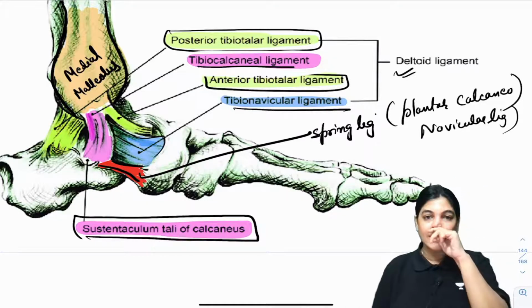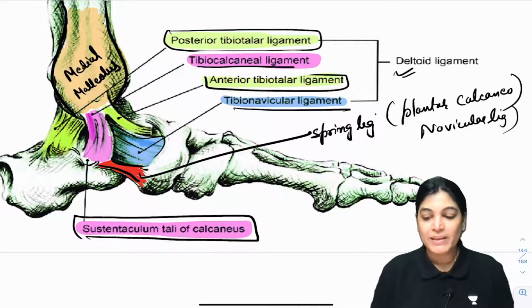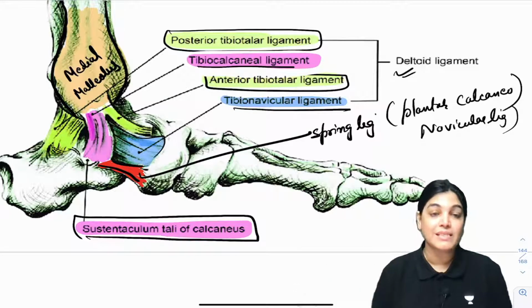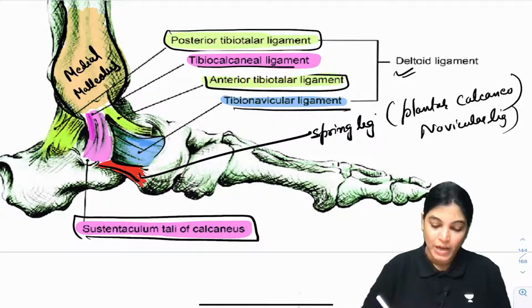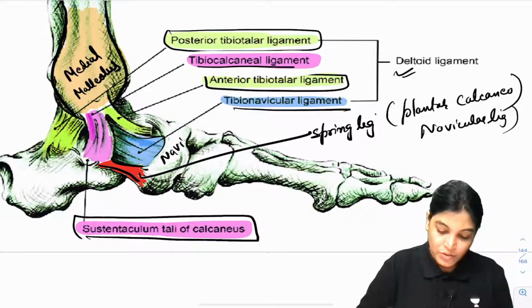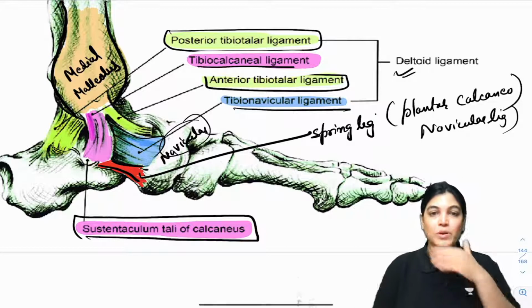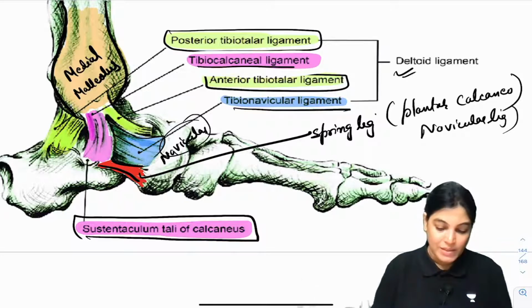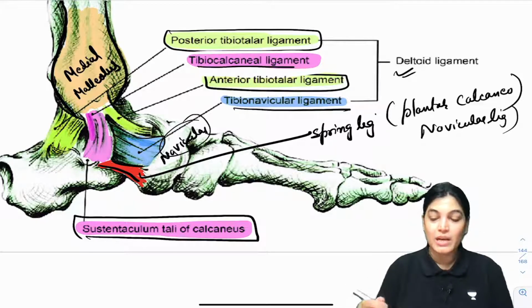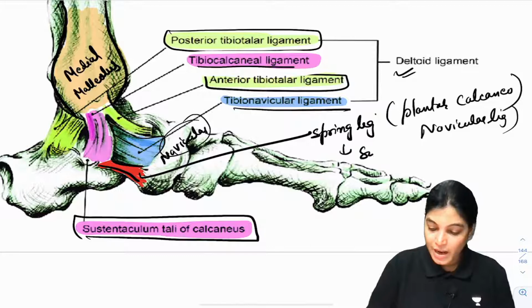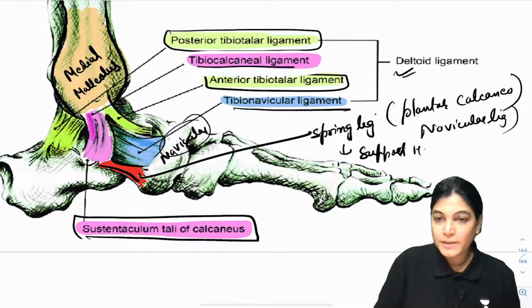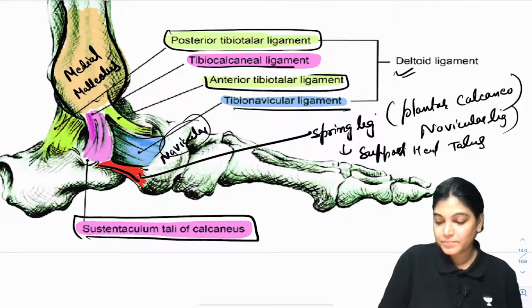So this plantar calcaneonavicular ligament, or spring ligament, moves from the sustentaculum tali of the calcaneum bone and attaches to the navicular bone, from the plantar aspect. So it is also giving support to the head of talus. What is the function? The function is it is supporting the head of talus.